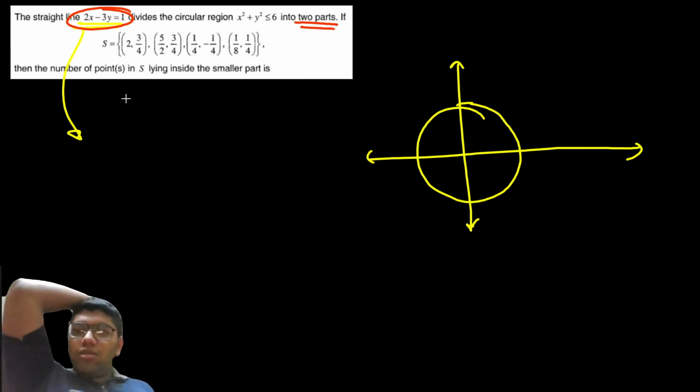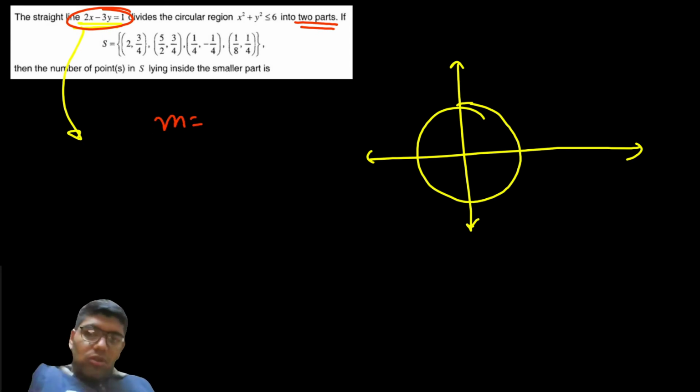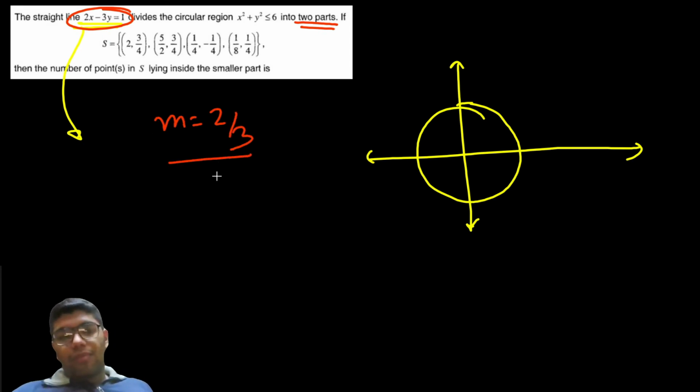Another thing you can do is find the slope. So I know the slope of this is 2 by 3. What is its x-intercept?